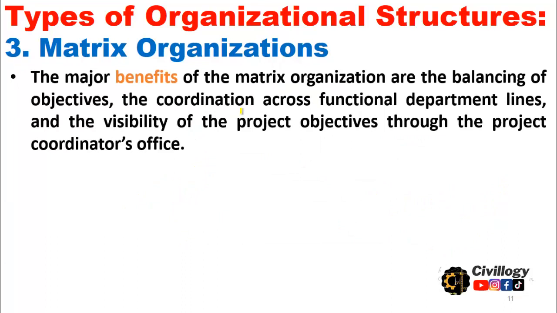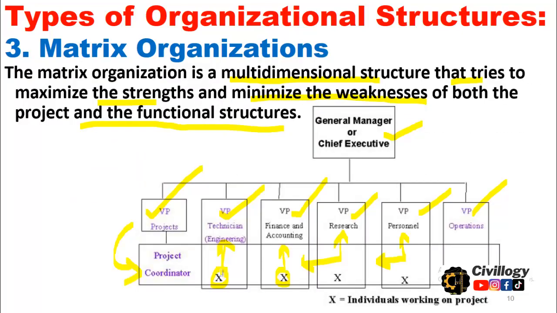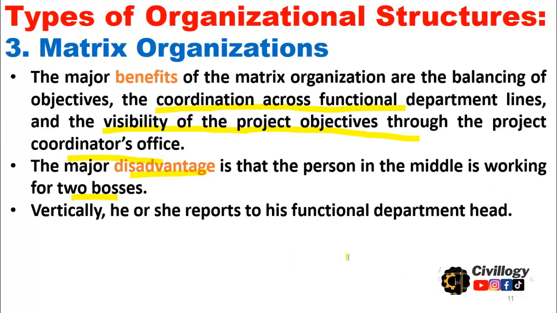The major benefits of the matrix organization are balancing of objectives, coordination across functional department lines, and the visibility of the project objectives through the project coordinator's office. The major disadvantage is that the person in the middle is working for two bosses. As I told you in this picture, this personnel is directly working under two bosses. The first one is the project coordinator and the second one is the VP technician. Similarly, this one is also working under two bosses, so the problem arises.